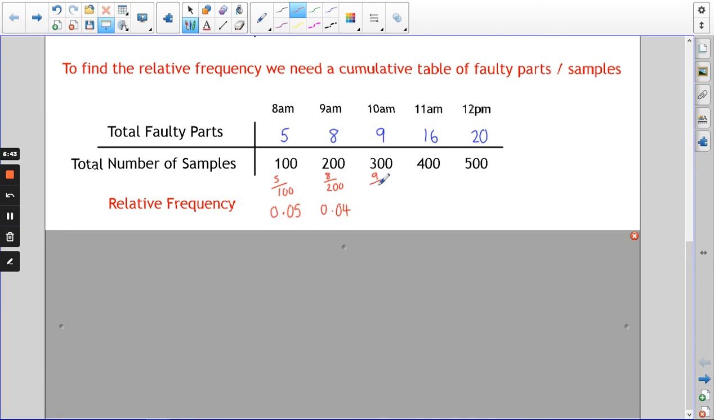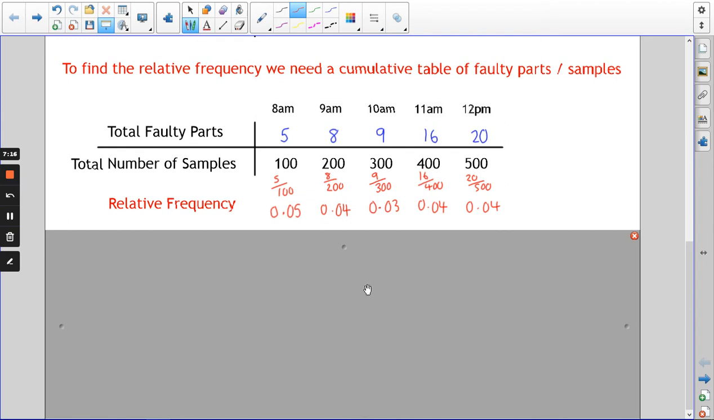Then we've got 9 out of 300. That's the same as 3 out of 100. So now we're down to 3%, 0.03. Okay. Now we know that at 11 o'clock we had a bad hour, so I can expect my relative frequency to start going up again here. 16 out of 400 is 0.04. Okay, 4%. And then 20 divided by 500, that's also 0.04. Okay, so we'd settled down in the end.